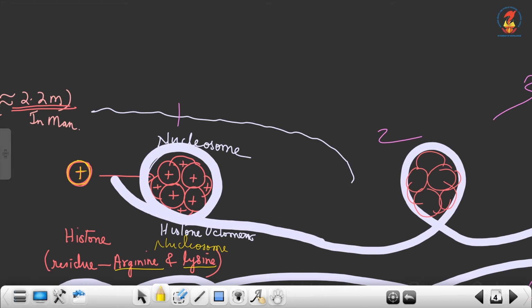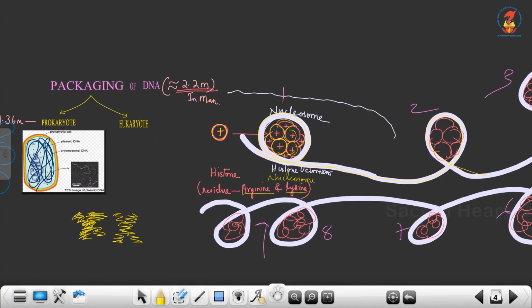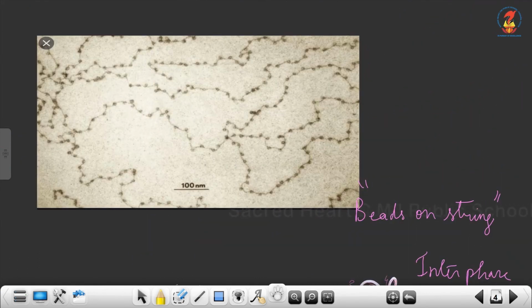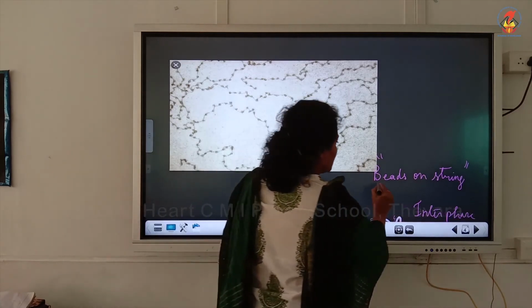Now, these histones get organized into a histone octamer. What is a histone octamer? Eight histones together form a bigger protein called the histone octamer. So, 1, 2, 3, 4, 5, 6, 7, 8. Around this histone octamer the DNA wraps, and this structure is known as a nucleosome. You can see under the electron microscope, at the interphase stage, the chromatin appears as a bead on string structure. I have shown you the real photograph of this famous bead on string structure.